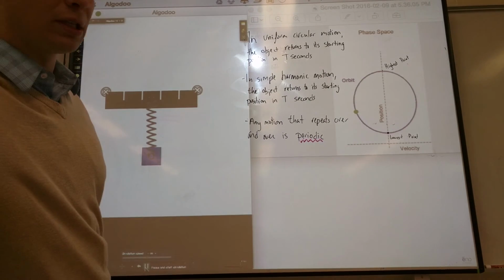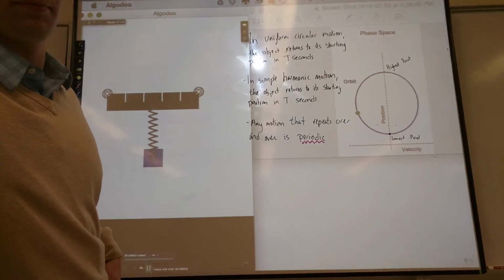So uniform circular motion, simple harmonic motion, really pretty much the same.